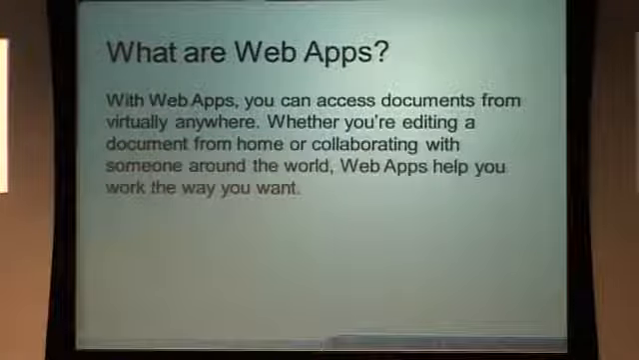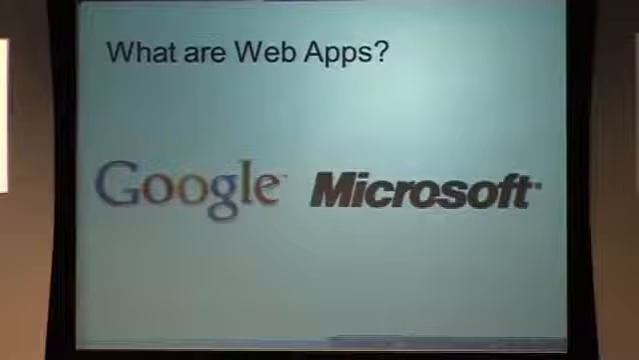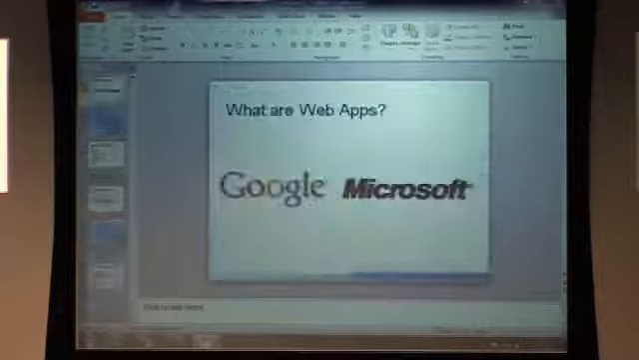So web apps. With web apps, you can access documents from virtually anywhere, whether you're editing a document from home or collaborating with someone around the world. Web apps help you work the way you want. So as I said, we've got Google, we've got Microsoft. So I thought, let's see what the competitor products are doing. Let's see what Google are doing first.